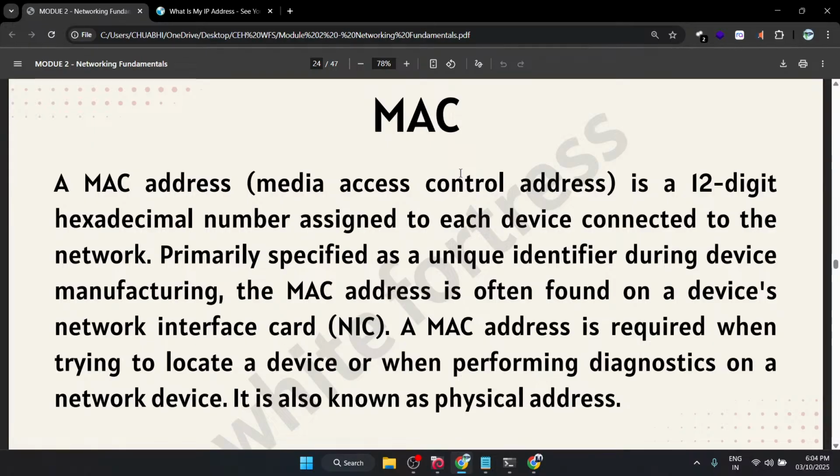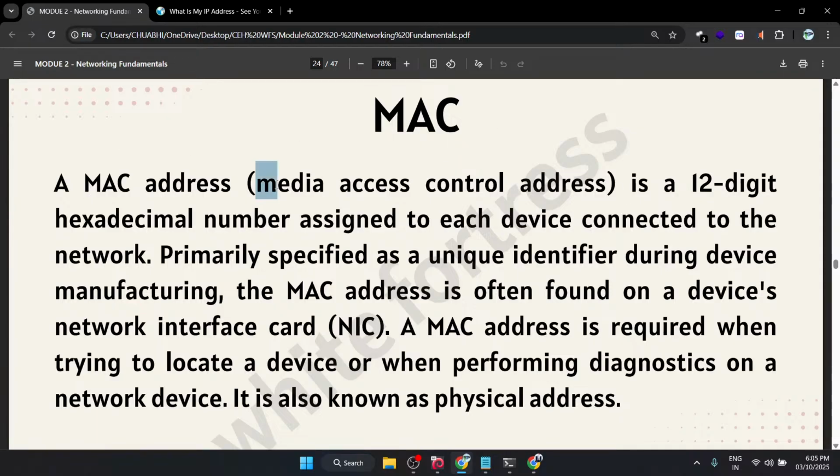Why? Because when this PC, this laptop was manufactured, at the time of manufacturing, this MAC address was embedded onto the system. Just take it like this: a MAC address is just like your name, which might not change from time to time, but your home address might change anytime. So if I want to send a post to you, I have to write your name on it as well as your home address.